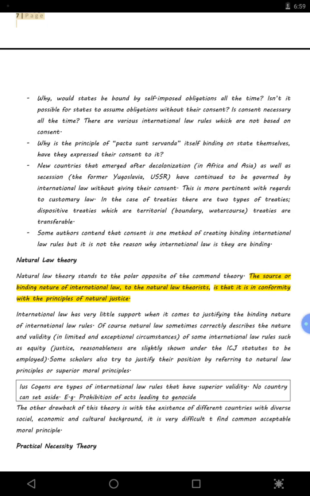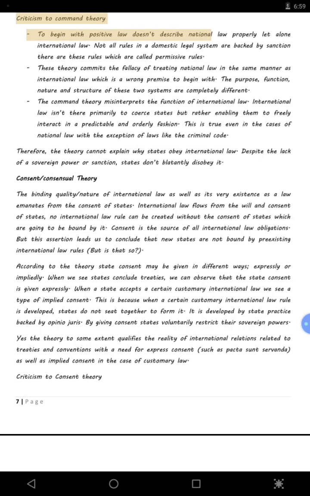Criticism of command theory. To begin with, command theory doesn't describe national law properly, let alone international law. Not all rules in a domestic legal system are backed by sanction. There are rules which are called permissive rules. This theory commits the fallacy of treating national law in the same manner as international law, which is a wrong premise to begin with. The purpose, function, nature and structure of these two systems are completely different.